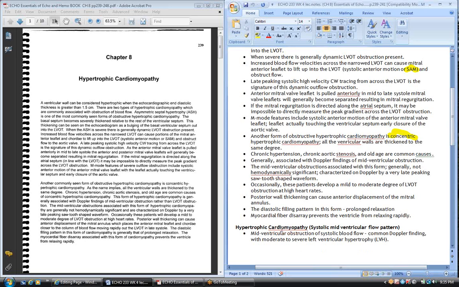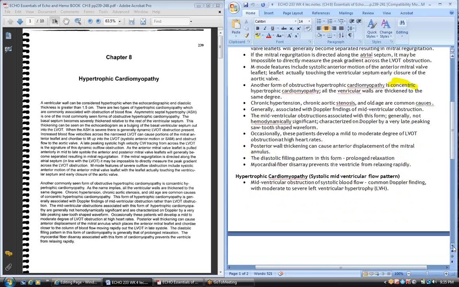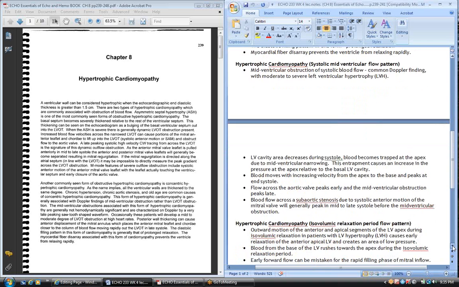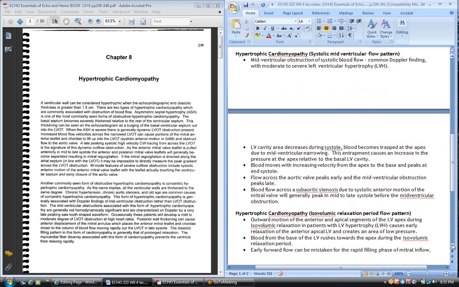So when you're talking about hypertrophic cardiomyopathy, systolic midventricular flow pattern, your midventricular obstruction of systolic blood flow is a common Doppler finding with moderate to severe left ventricular hypertrophy, or LVH. LVH is what we use in the field to designate ventricular hypertrophy. Your LV cavity area decreases during systole.